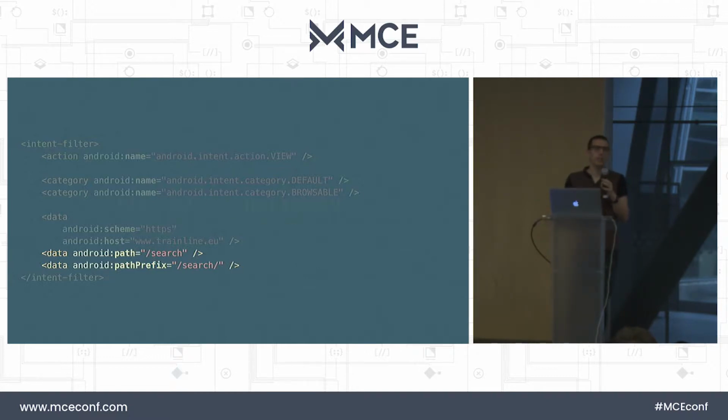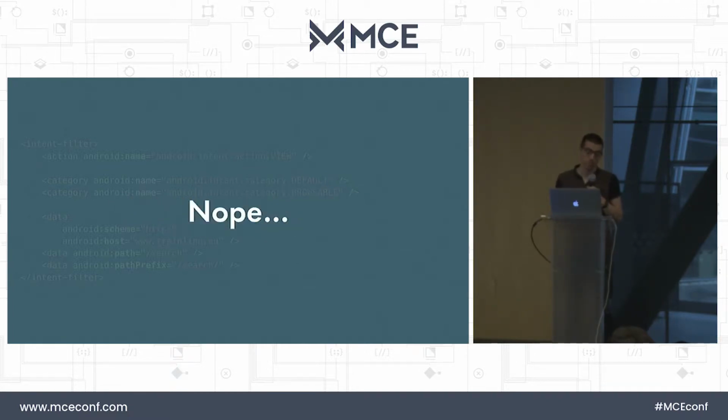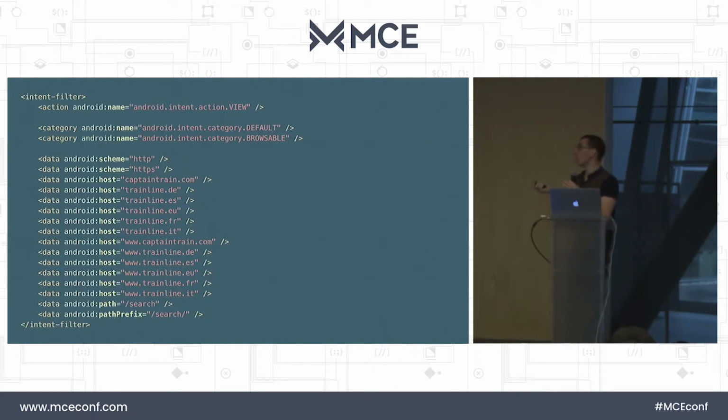So you can tell me, is that so simple? Well, actually, in real life, it's not that simple. Why? Because in real life, you have legacy, you have multiple domains, you have subdomains, and you have to handle all of that. For instance, in the case of Trainline, the intent filters are actually more like this. They're not really different from what we've seen before, but let's look into what's really different here.